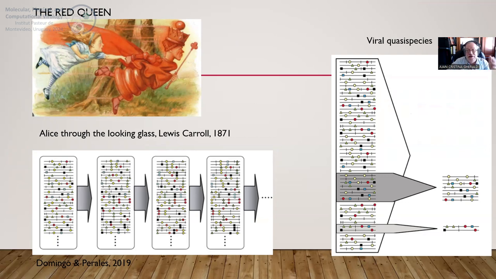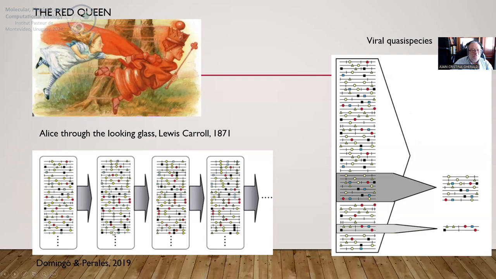if you can make a summary of RNA virus evolution, this is the beautiful book by Lewis Carroll, Alice Through the Looking Glass, where the Red Queen tells Alice, "Here you have to run as fast as you can to be in the same place." And that's what really this quasi-species population passes through.